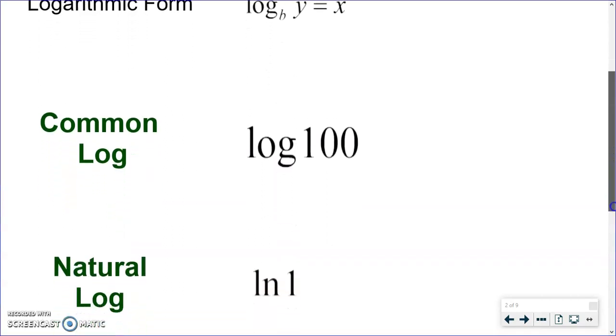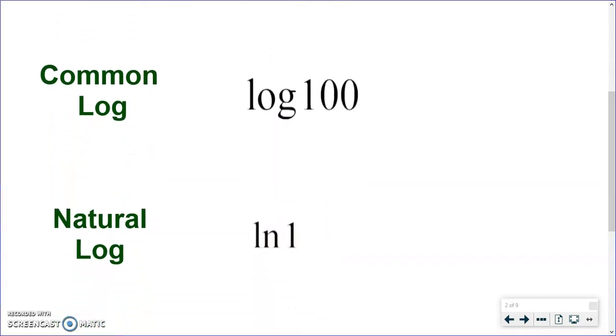There are two common logs that we'll see fairly often, called the common log and the natural log. Notice how the common log doesn't have a base written. The common log's base is always 10. So if you do not see a base written, assume it is base 10. The natural log is the same as log base e. So log base e is written as natural log.